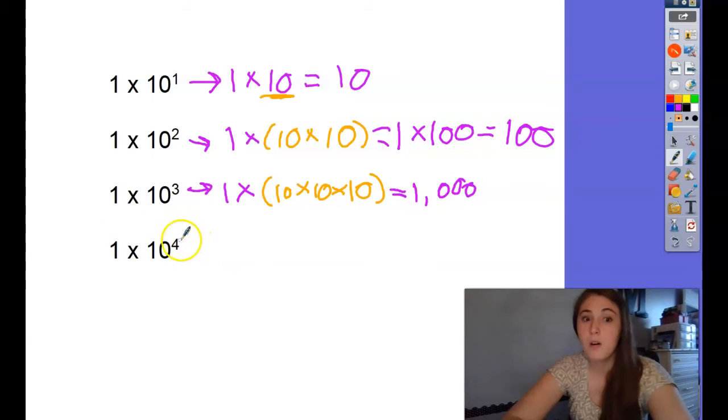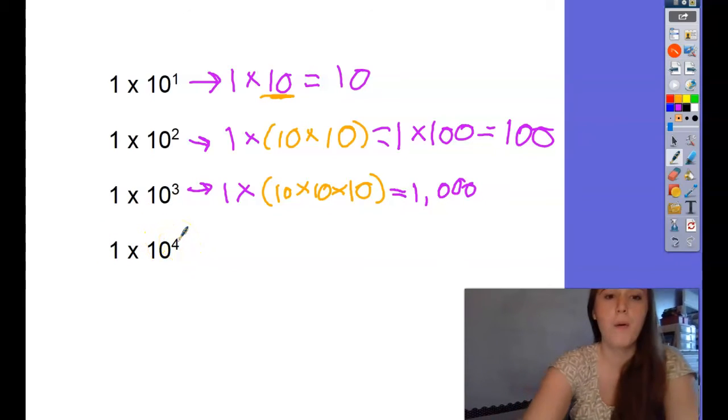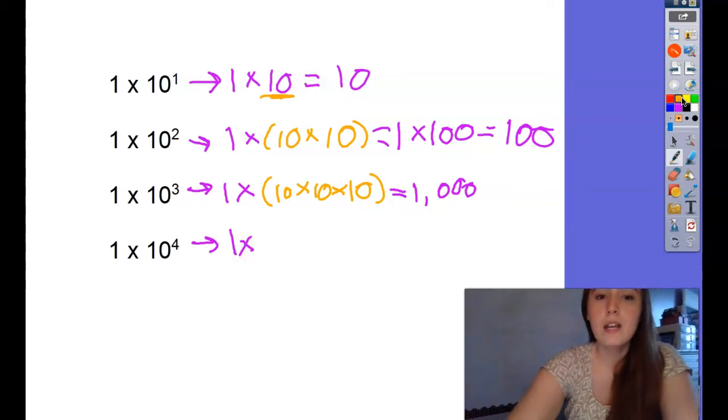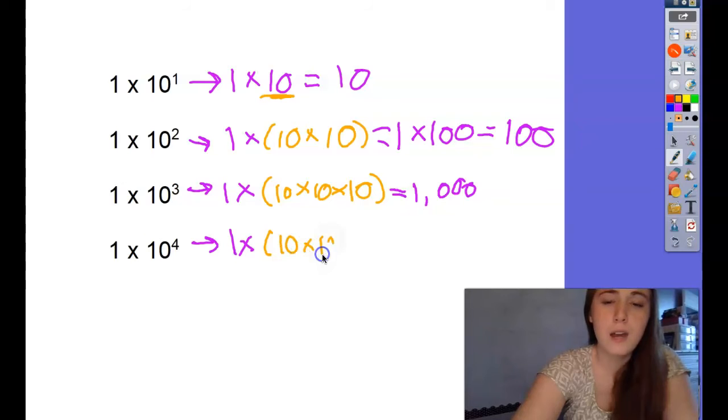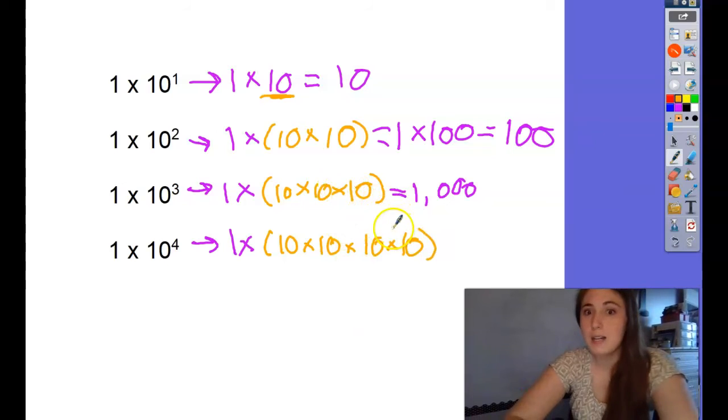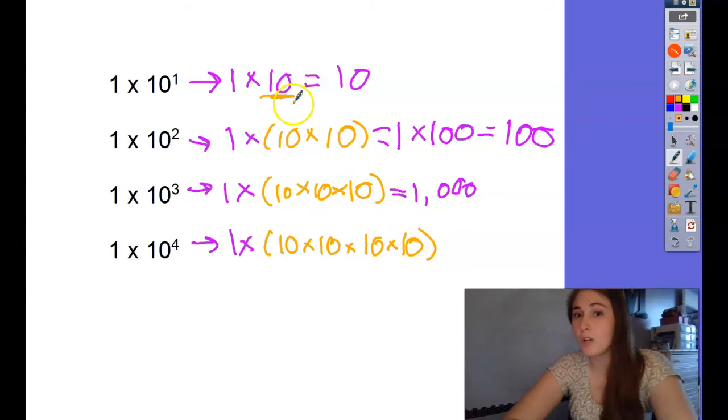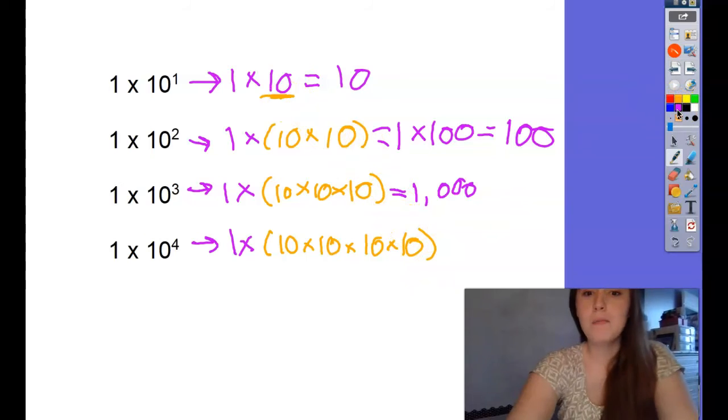Now for the last one, we have 10 to the fourth. So I know that I'm multiplying it by 1. So I do 1 times, switch my color. 10 to the fourth means I have 4 10s. So 10 times 10 times 10 times 10. I added a 10 here. So I'm multiplying by 1 more 10 every single time I go down. So 1 times 10 times 10 times 10 times 10 gives me 10,000.